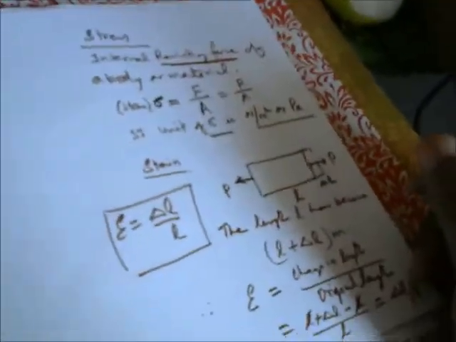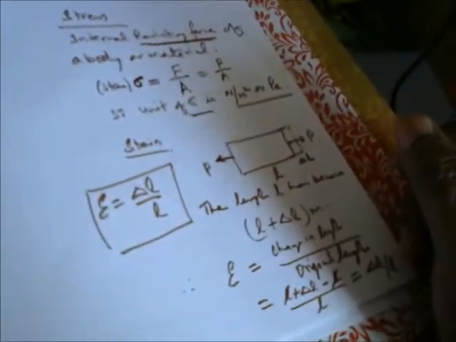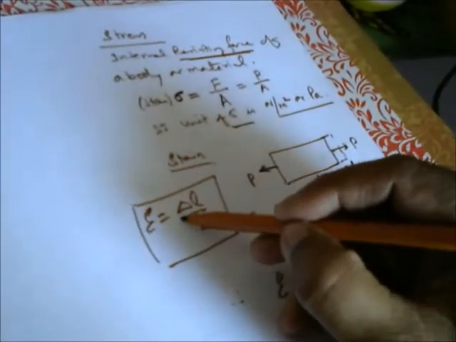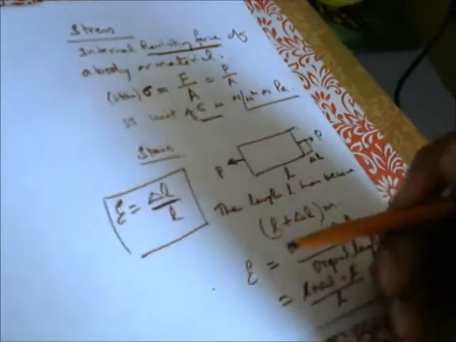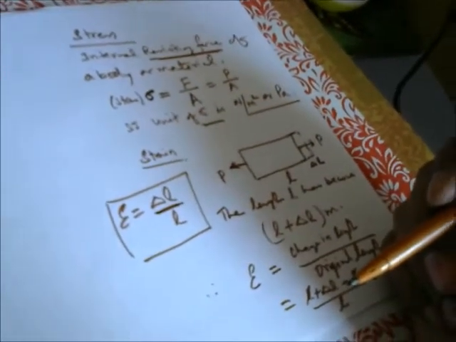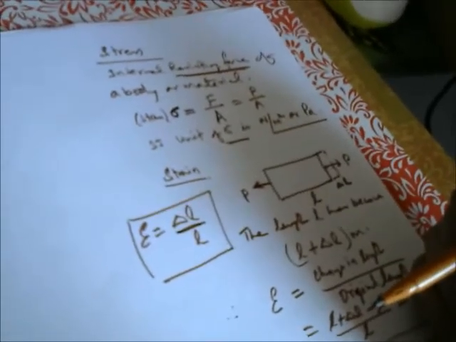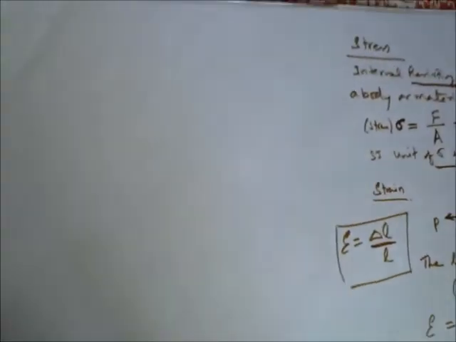Now what will be the unit of strain? No unit. Why? Because this is the ratio of the same physical quantity, that is length. So there will not be any unit of this particular strain. I hope you have understood about stress and strain of a body. So now let us discuss modulus of elasticity.